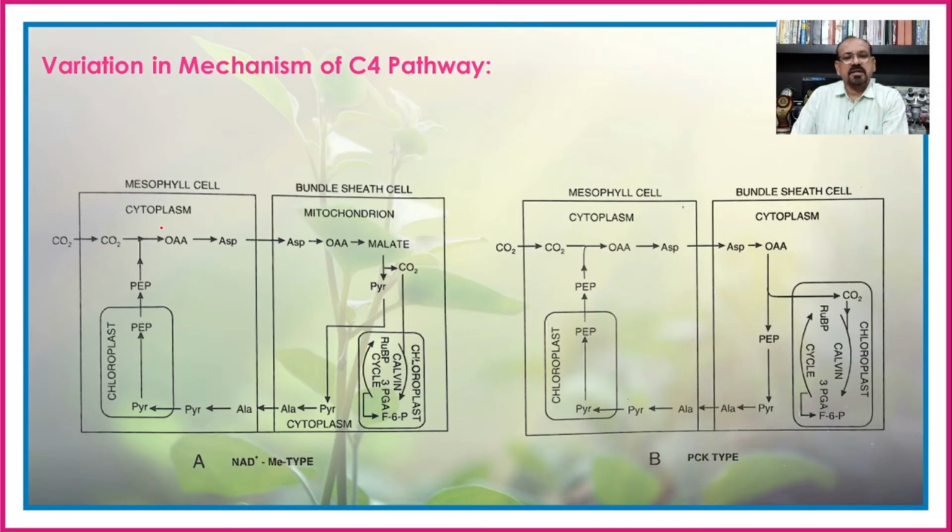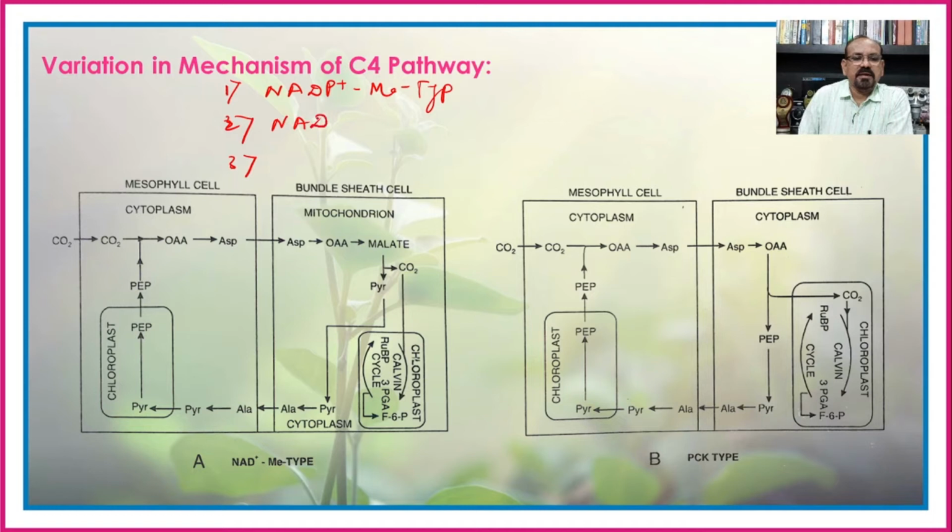Now there are certain variations in this mechanism of the C4 pathway or Hatch and Slack pathway. There are 3 different types. First one, that is the NADP-ME type. Second one, NAD-ME type, and third one, that is the PCK type. So these are somewhat variations which are found in different plants.